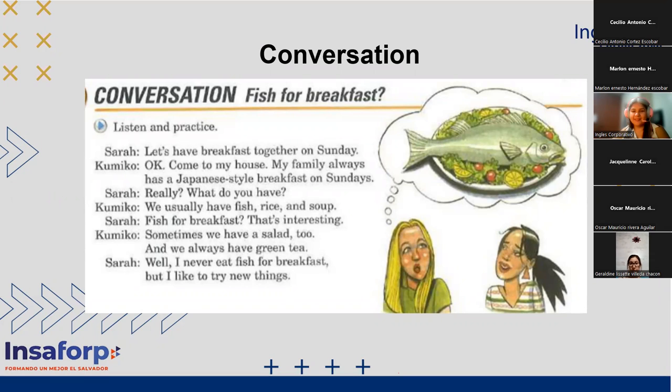Let's have breakfast together on Sunday. Okay. Come to my house. My family always has a Japanese style breakfast on Sundays. Really? What do you have? We usually have fish, rice, and soup. Fish for breakfast? That's interesting. Sometimes we have a salad too, and we always have green tea. Well, I never had fish for breakfast, but I like to try new things.